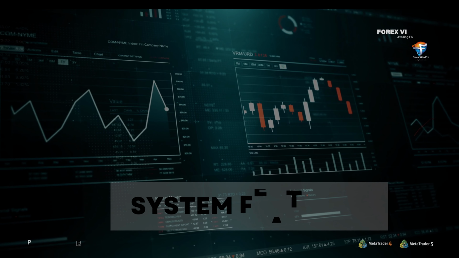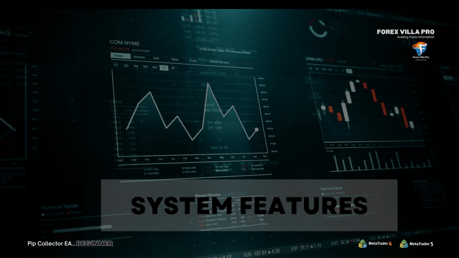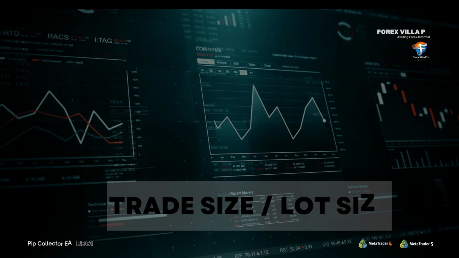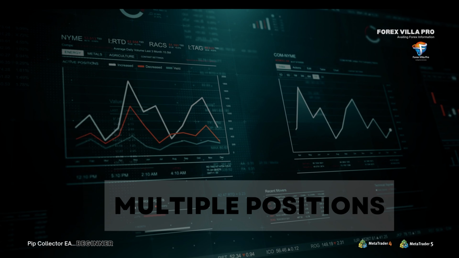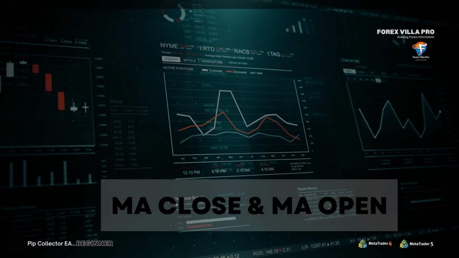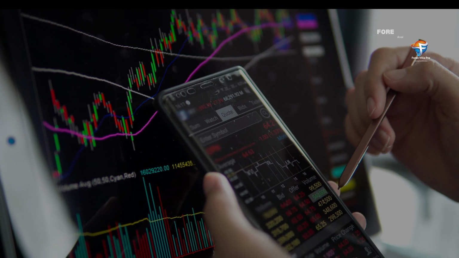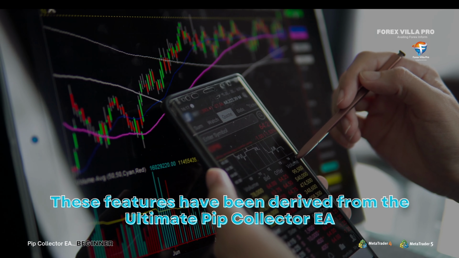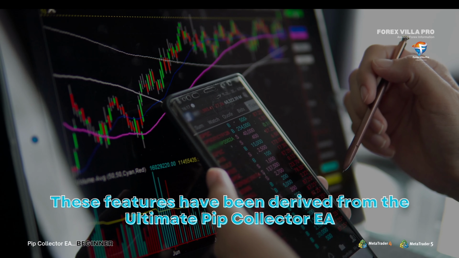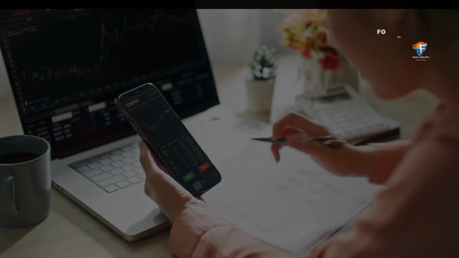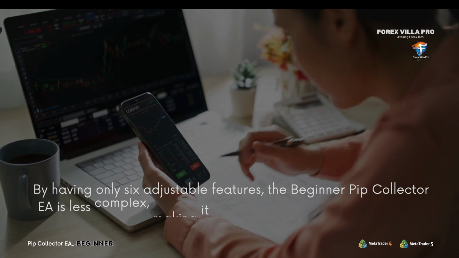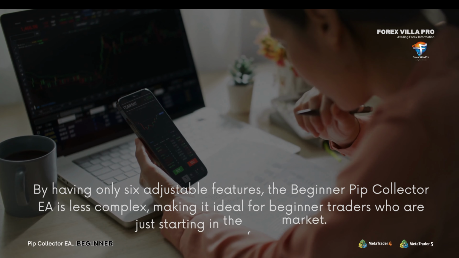As mentioned earlier, the beginner Pip Collector EA has 6 adjustable system features that include trade size or lot size, multiple positions, MA close, MA open, PSAR close, and PSAR open. These features have been derived from the ultimate Pip Collector EA and are designed to offer a simpler version of the more optimized EA. By having only 6 adjustable features, the beginner Pip Collector EA is less complex, making it ideal for beginner traders who are just starting in the Forex market.